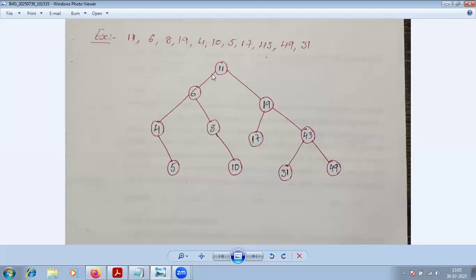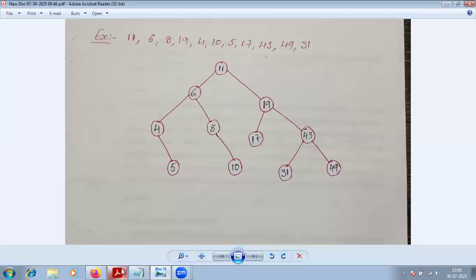Finally 31. Compare this root element, greater than, compare this element, greater than, and compare this element, it is less than. That's why we have placed it to the left side of the element. This is called a binary search tree. What do we mean by binary search tree? Simply, all the elements in the left subtree should be less than the root node, and all the elements in the right subtree should be greater than the root node. That is called a binary search tree.